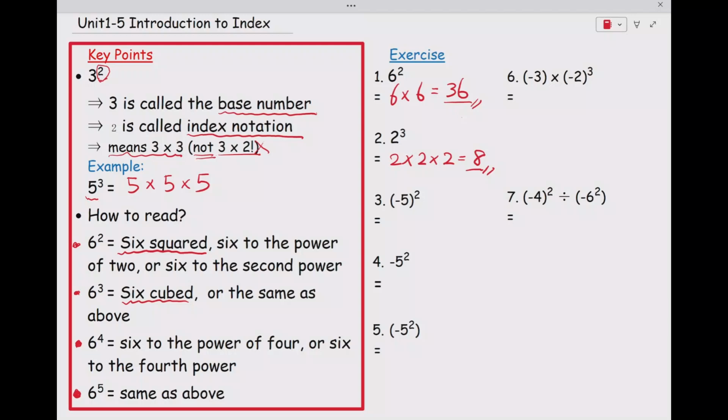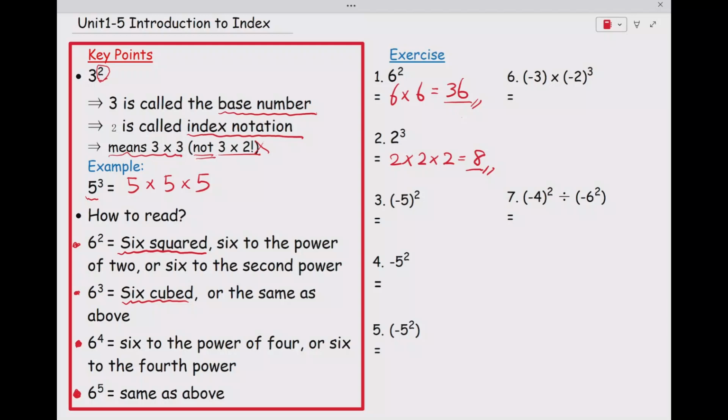The index indicates how many times the base should be multiplied. And this is a super important point. It means that only the one directly touched by the index is going to be multiplied for the times indicated by the index. This is important, so I'll say it again. The index indicates how many times the base should be multiplied. It means that only the one directly touched by the index is going to be multiplied for the times indicated by the index.